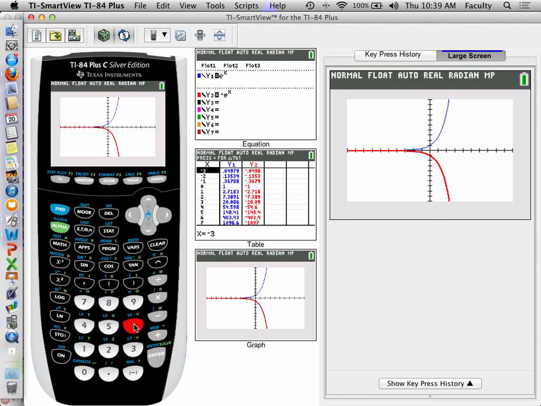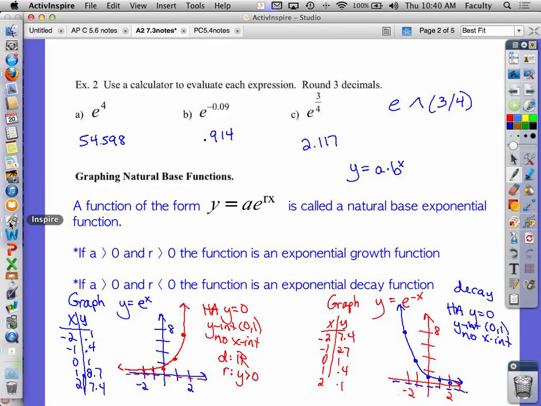Something else I want to point out, it really is not touching the x-axis. If you press trace and you move left, look at those y values. I mean, it really is not 0, okay? But it gets smaller and smaller, and it looks closer and closer to it.